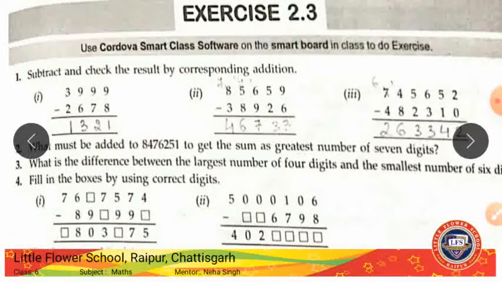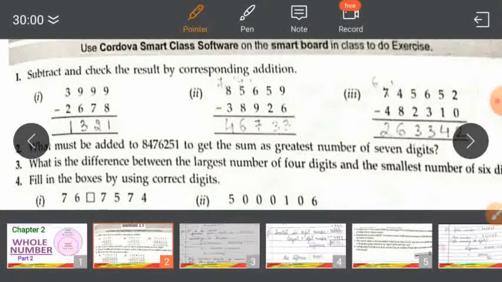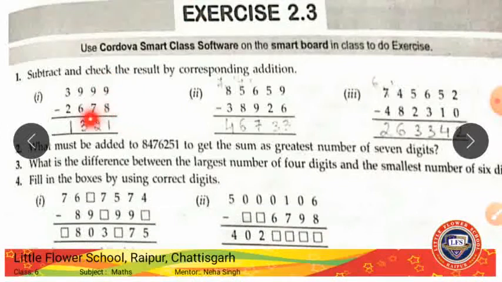What is corresponding addition? After subtraction of the number, I'll let you know what it means. So first we'll directly subtract the number. 9 minus 8 is 1. 9 minus 7 is 2. 9 minus 6 is 3 and 3 minus 2 is 1. So this is the answer we obtained after subtracting the number.